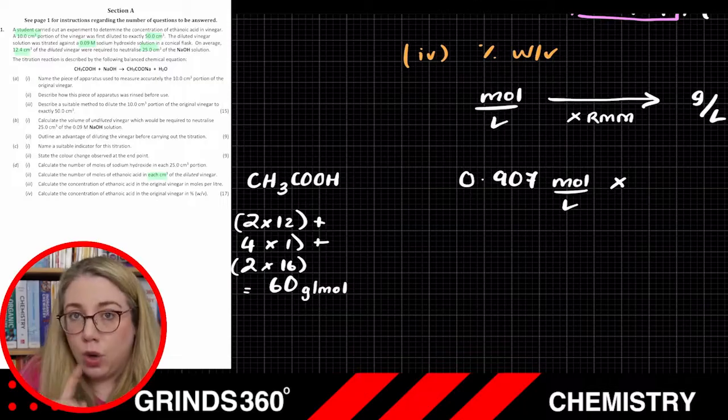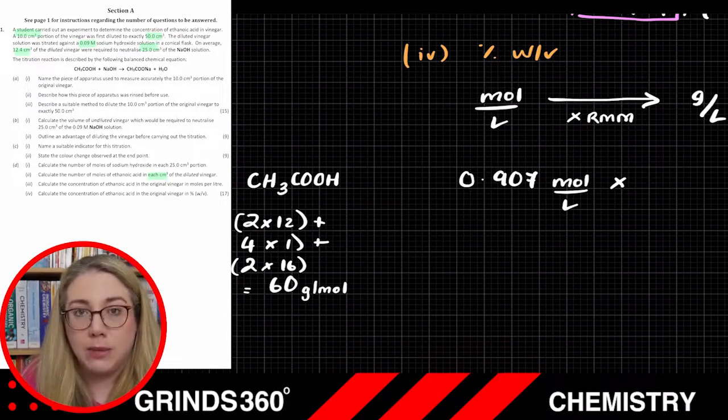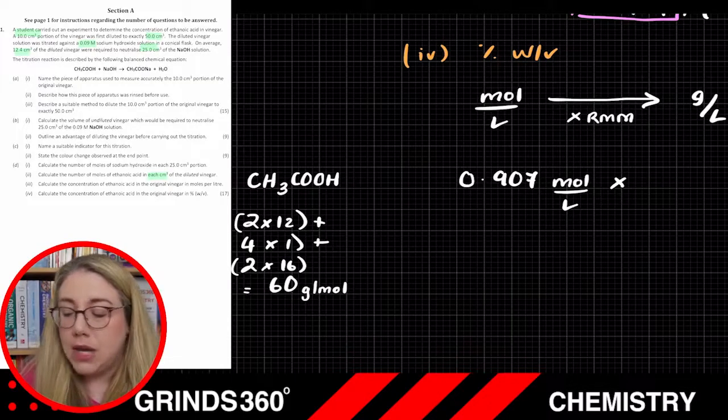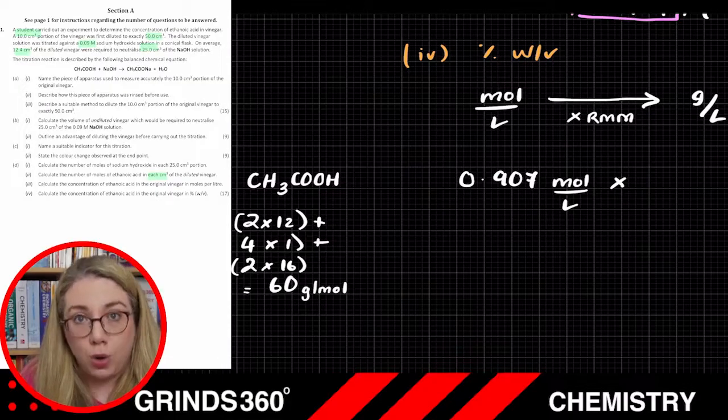So you'll be deducted 1 mark for a slip. But if you don't show how you arrived at the RMM and then you just use 58 as the RMM, I'm not going to give you any marks for that. I can't because I don't know where that number came from. So if you want slip marks to bulk up your marks in a calculation, make sure you show all of the workings.